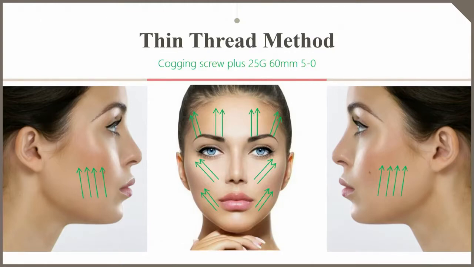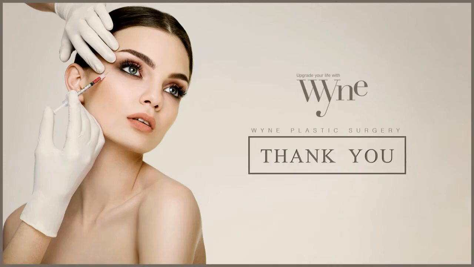And to improve the skin texture, I can add Cogging Screw Plus 25 gauge, 60 millimeters. But don't forget, these threads are loaded on a sharp needle, so you should be very careful not to make bruising. When you remove the needle, you should push the tissue sufficiently to prevent swelling and bruising. This is the end of my presentation today.